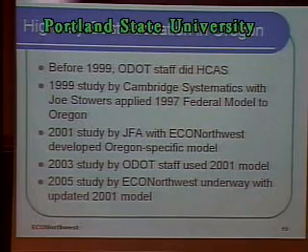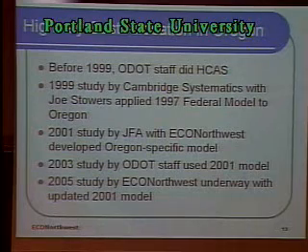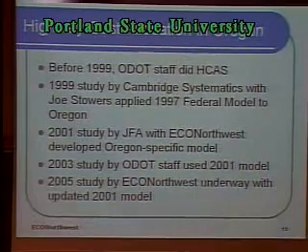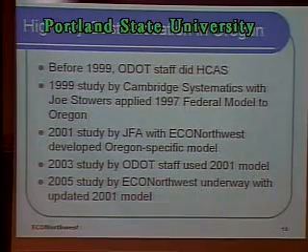For the 2003 study, ODOT staff did the study using the model developed for the 2001 study. And for the 2005 study, EcoNorthwest is the prime contractor, and the model developed for the 2001 study is being updated.